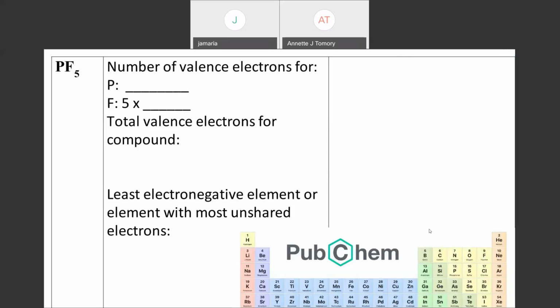All right. So when we're doing Lewis dot structures, we have to pay attention to the valence electrons. What were the valence electrons? The ones in the outermost shell.